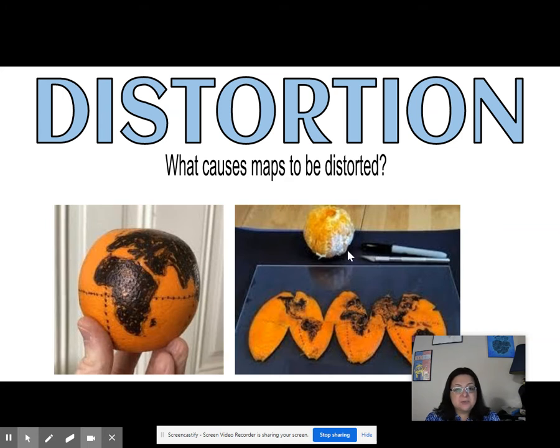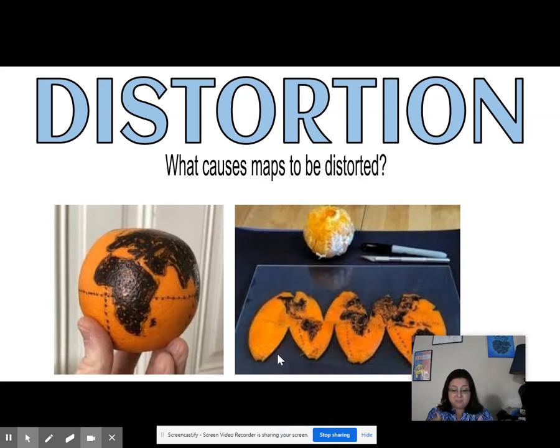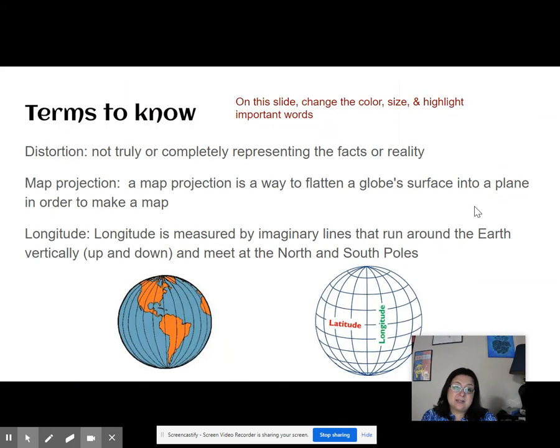So distortion: we have an orange, and we have colored the entire world onto this orange. This is going to be very similar to looking at a globe. When you cut the orange, you are going to see that there are some gaps in between. It's not going to be able to go on a piece of paper and take up the whole paper, and that's just because the shape of the world is round and spherical. When we are trying to put it onto paper, we're taking something 3D and trying to make it 2D, and you're going to lose some of the important aspects of it.